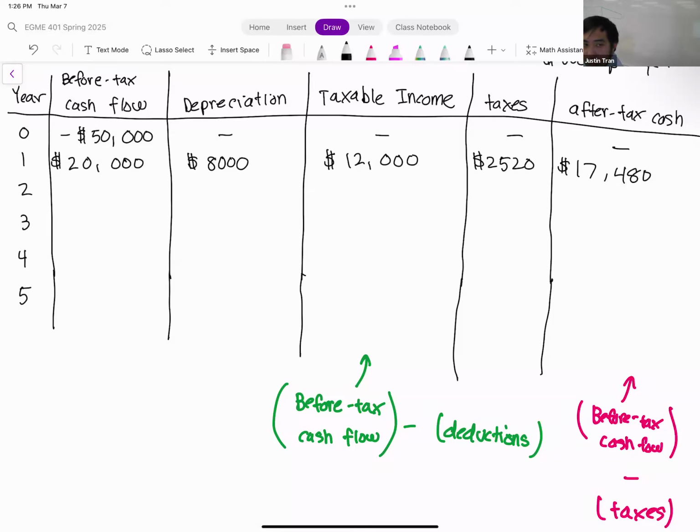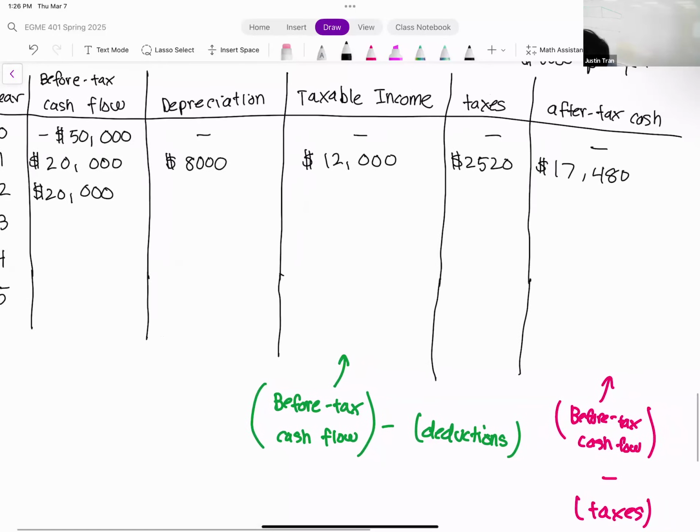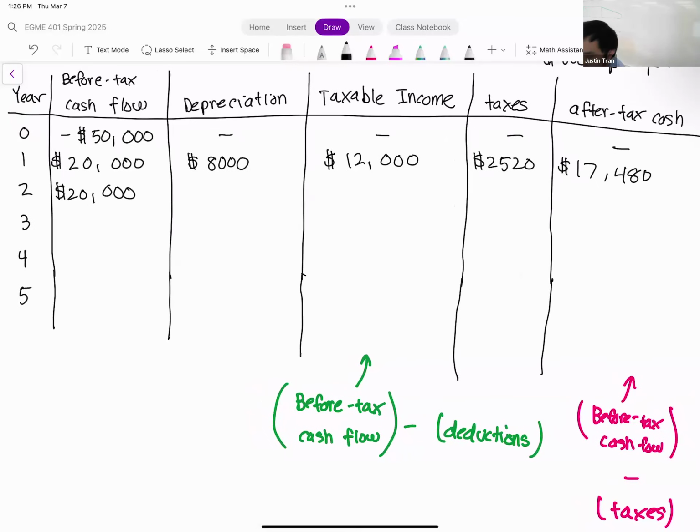Okay. All right, so let's go ahead and repeat this. Because this is a fairly simple case, our income is the same every year, our depreciation is the same every year. Rows 2, 3, and 4 are all going to be identical. So let me just go ahead and write that in really quickly. Year 5 is going to be a little bit different because we have the salvage value there as well. So we're basically making the assumption we're going to sell the truck after 5 years. But before we get there, let's fill in the rows for 2, 3, and 4.